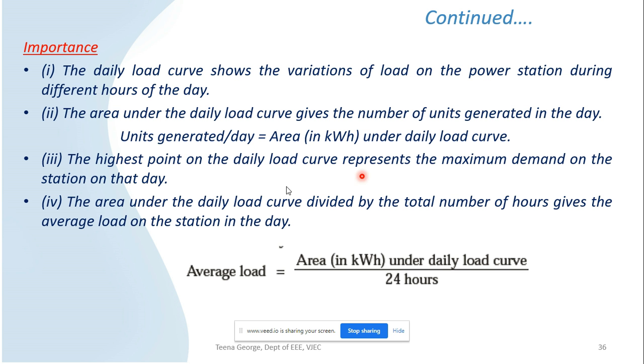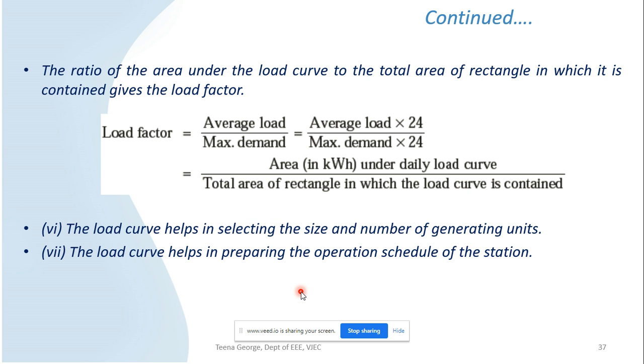And the highest point on the daily load curve represents the maximum demand on the station on that day. The area under the daily load curve divided by the total number of hours gives the average load on the station. And the load factor, equal to average load divided by maximum demand, is also obtained from the load curve.